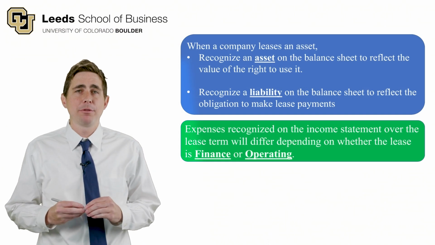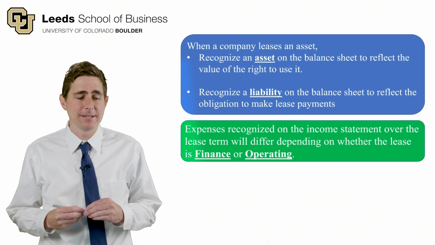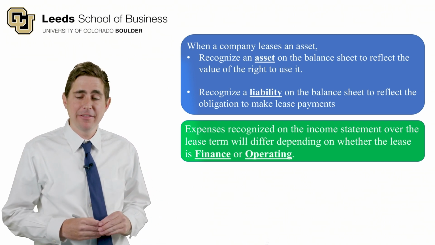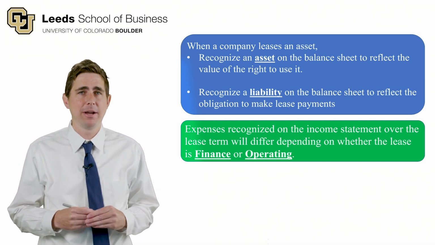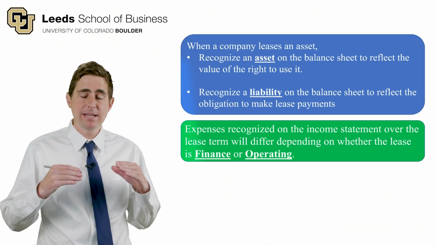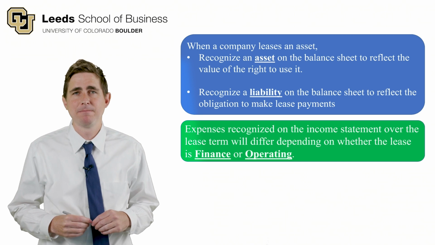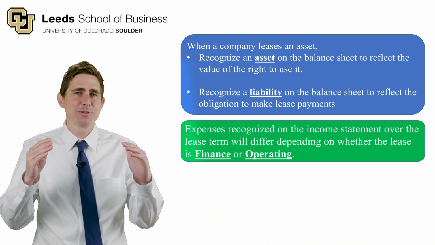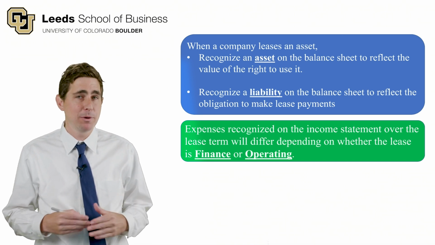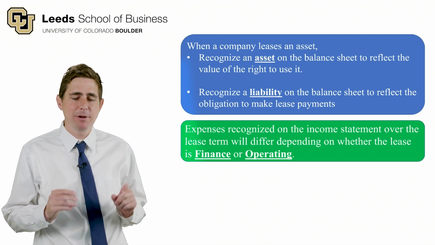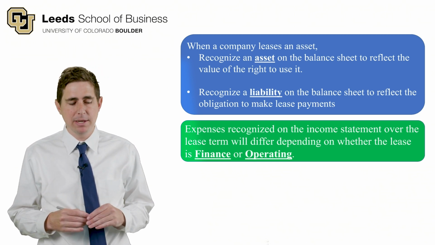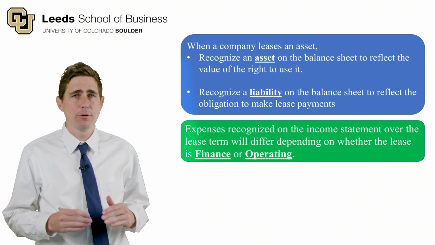So that's it. We went through basic accounting for leases. We learned that when a company leases an asset, they recognize an asset on the balance sheet to reflect the value of the right to use it. They recognize a liability on the balance sheet that reflects the obligation to make future lease payments. And they have to reduce those asset and liability accounts to zero over the lease term. They do that with expenses, but the expenses recognized on the income statement over the lease term will differ, depending on whether the company is accounting for the lease as a finance or an operating lease.